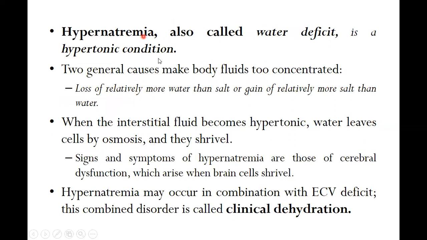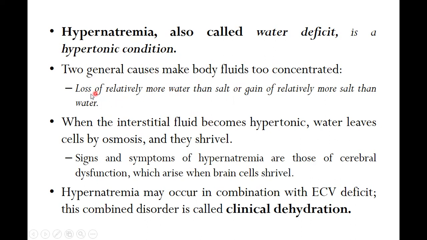Let's talk about hypernatremia, a kind of osmolality imbalance, where we are saying there's too much sodium. This simply means it is concentrated, okay? So hypernatremia, also called water deficit, is a hypertonic condition. It means the concentration of the body fluids has increased relative to the normal concentration of plasma. What can cause the blood or the body fluids, the extracellular fluids, to become so concentrated? There are two general causes that make body fluids too concentrated.